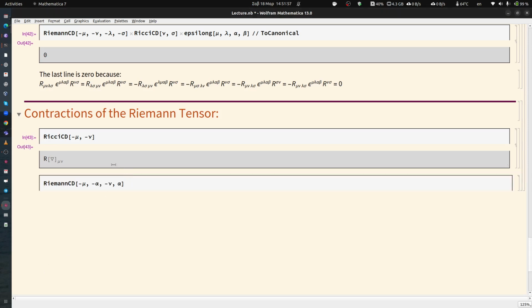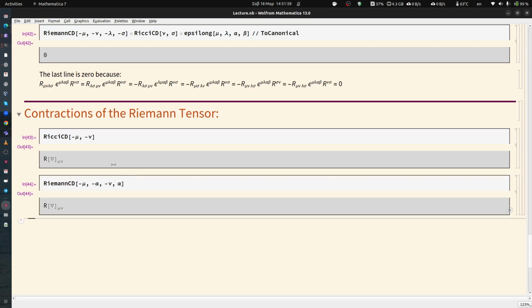Now, you know that the Ricci tensor comes from contracting the second and fourth index of the Riemann tensor in the conventions used in xTensor, of course. And you see that when you contract those two indices, this is replaced by the Ricci tensor immediately.